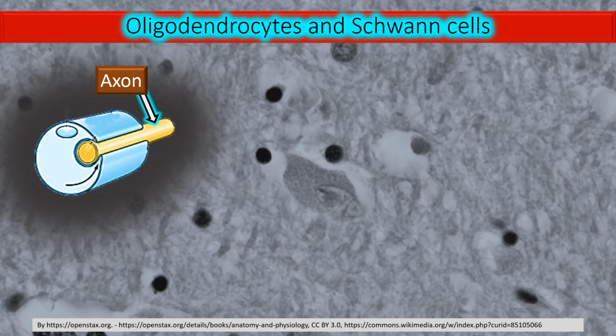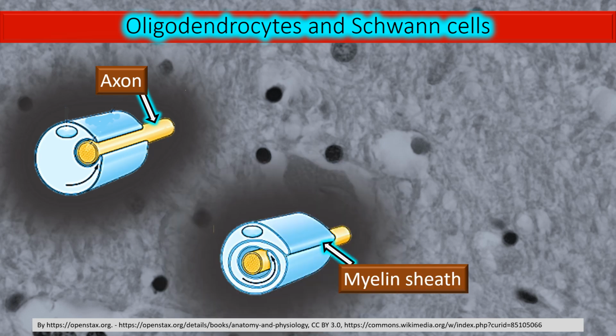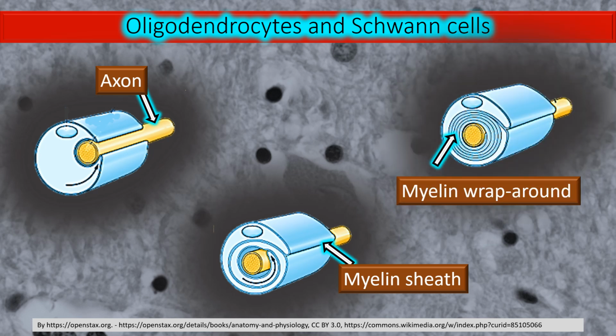In the next few animations, you will see how it wraps around. You see, it slowly goes around, and you can see the nucleus is moving at the wrapping edge. Now that's the formation of the myelin sheath. It turns around and around, and finally forms a complete myelin wrap over the axon.